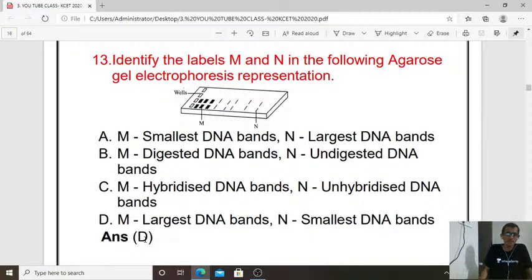So the answer for this 13th question is D. Smaller DNA bands will be in the front, followed by the larger size DNA bands according to the molecular weight.